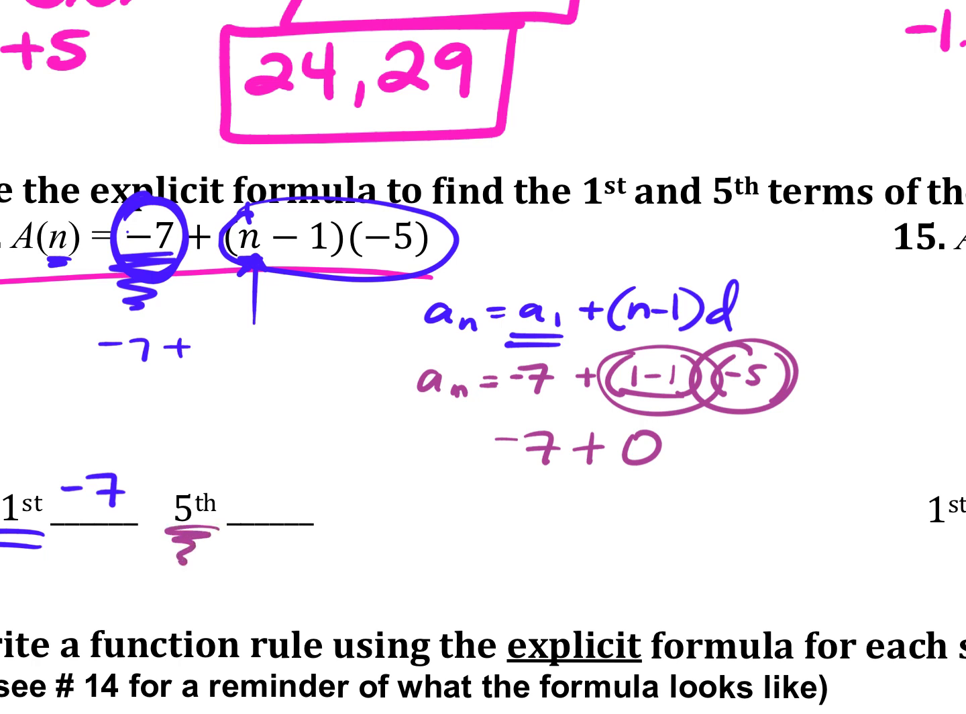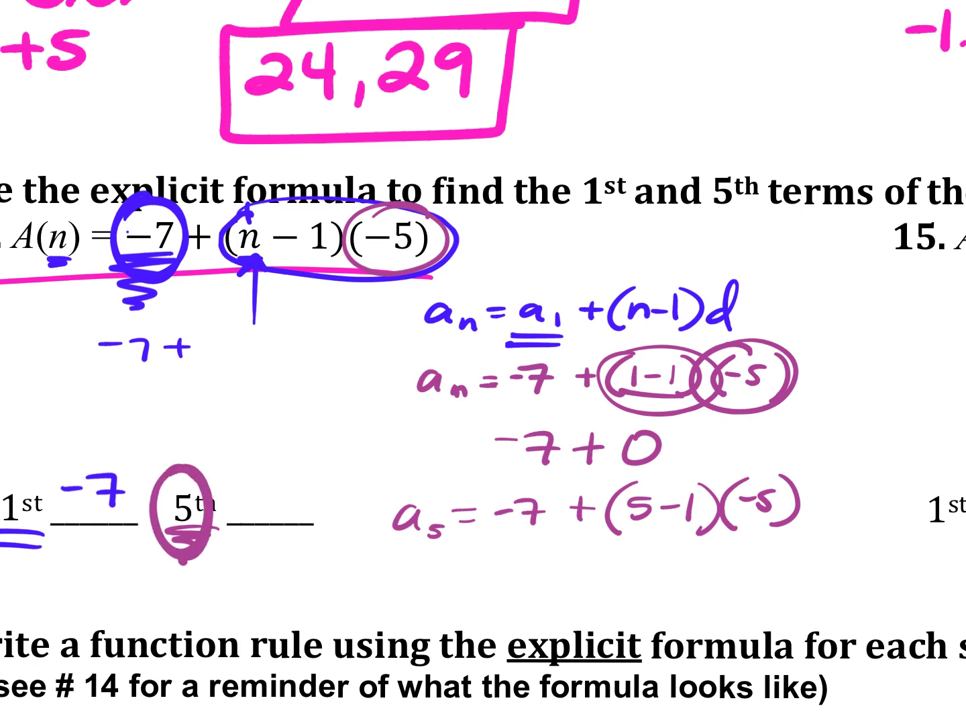So to find the fifth term, you plug in 5. You would say a sub 5 is negative 7 plus 5 minus 1 times the common difference, which in this case is negative 5. Okay? At this point, I think let's put an n. Where's the n? What do you mean, where's the n? That 5 is our n. That's our term number. So anywhere you see an n, you plug in a 5. You have heard this. We have done this.